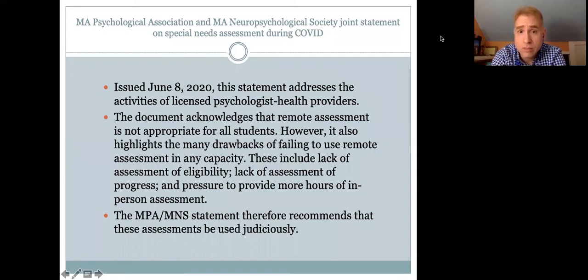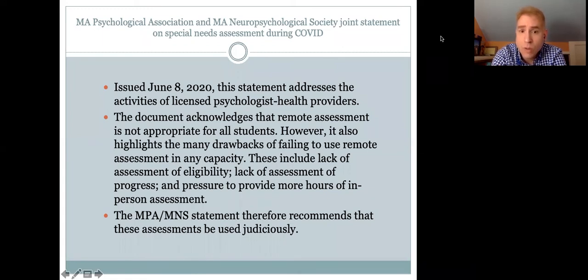However, it also talked about the drawbacks of not using remote assessment. And I think I'm sort of preaching to the choir if I go through those. But what it boils down to is you're going to wind up having parents and teachers who are stuck between a rock and a hard place, who can't assess eligibility, can't assess progress, without potentially doing something that they don't feel comfortable doing from a safety point of view. And that's a terrible situation to put people in, and it's an unacceptable dilemma.